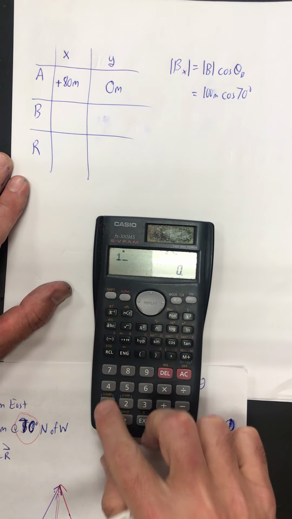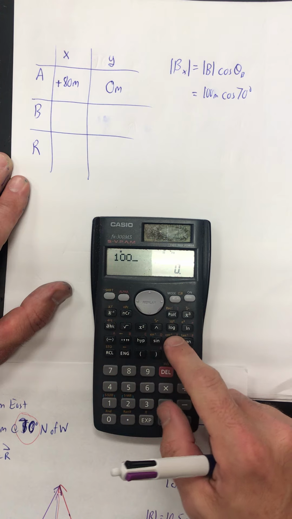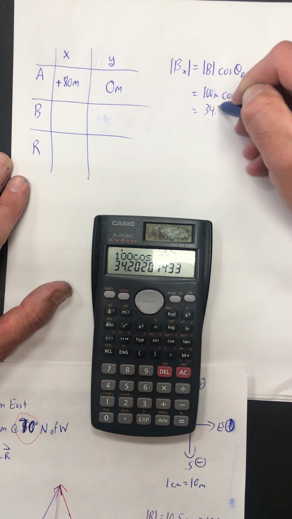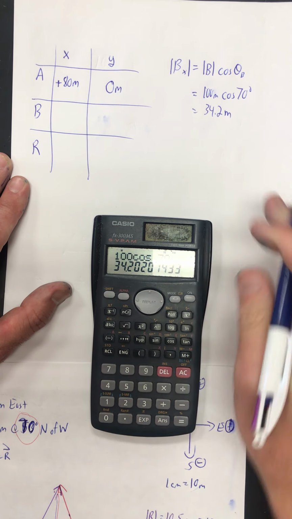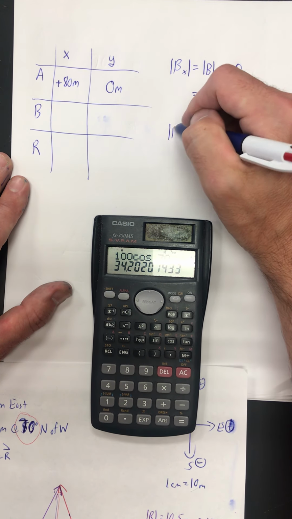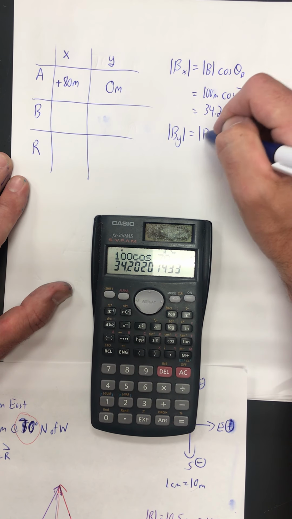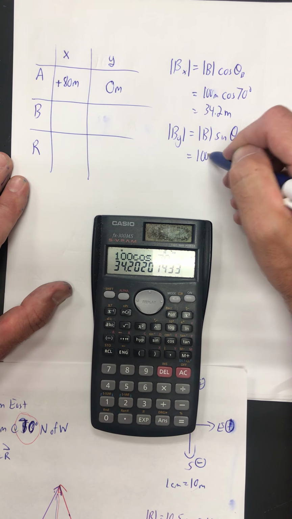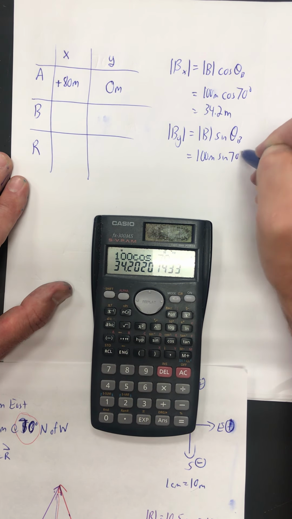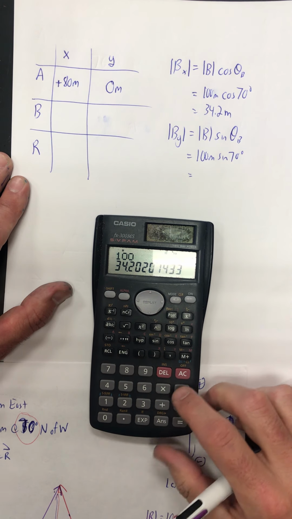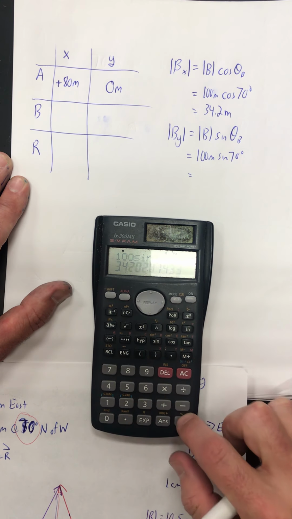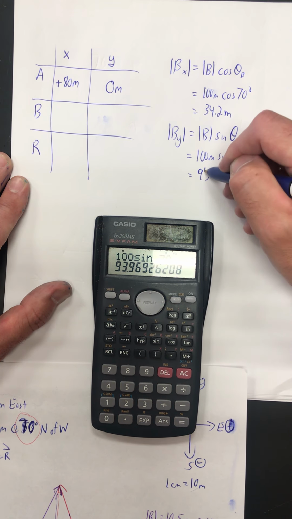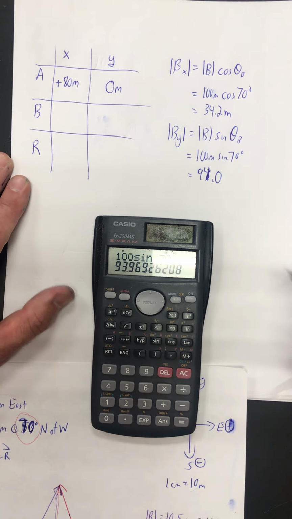I throw that in my calculator, 100 cosine of 70, and I get 34.2 meters, right? And while we're at it, I'm going to need the y component, so let's calculate that here on the side. And notice I always have an equation, I plug in with units, and I get my answer in units. Nice orderly structure to our problem solving. Okay, and so that's going to be 93.96, we're just going to call it 94.0 meters.